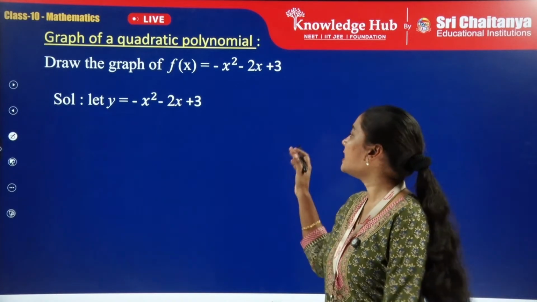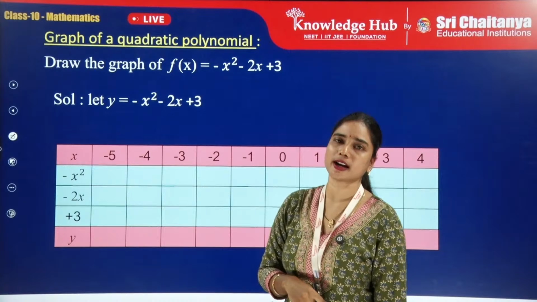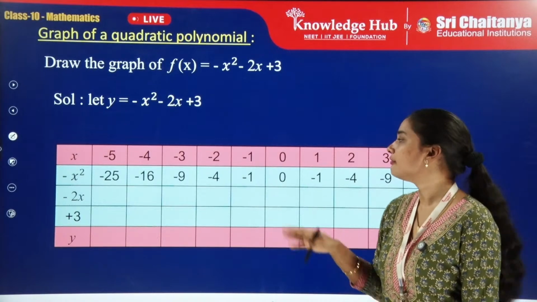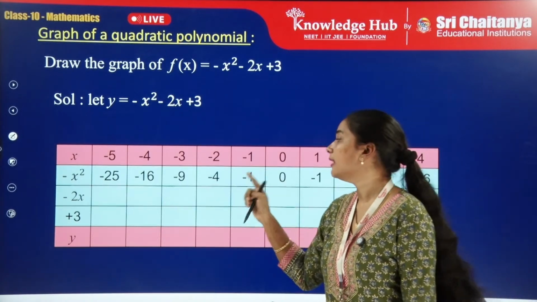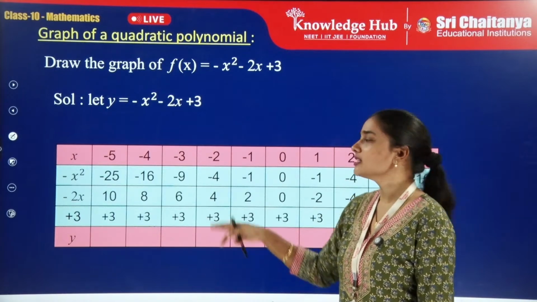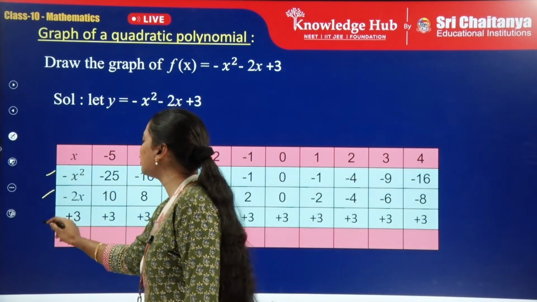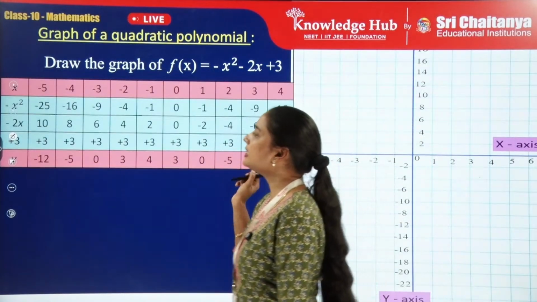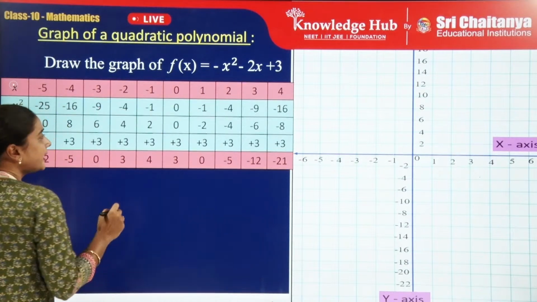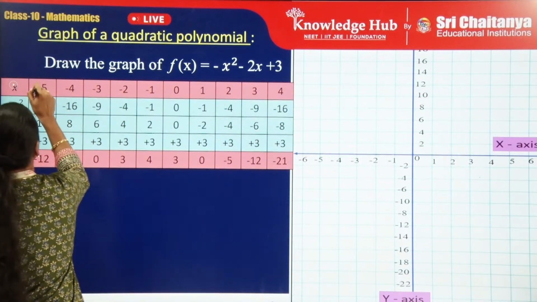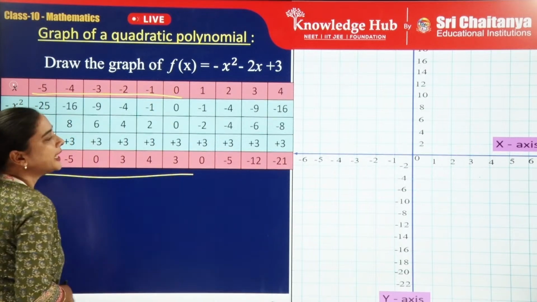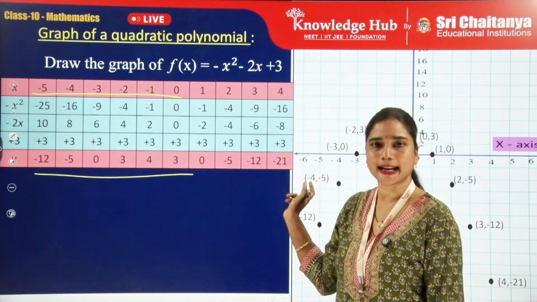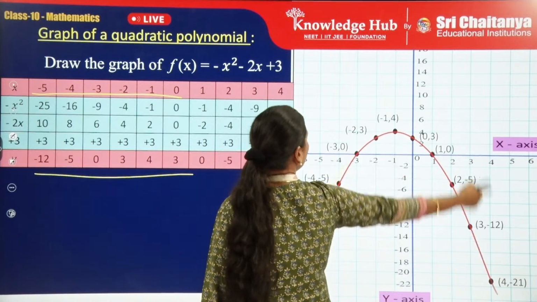So, without delay, let's start drawing the graph of the given quadratic polynomial. Take a table and take the values of x, find x, minus x square and minus 2x, add 3, sum up these three values to get the value of y here. Now, plot all these points on the graph plane. We have to plot the graph for the values of x and the values of y. Now, mark all the points on the graph plane. Now, join all these points.